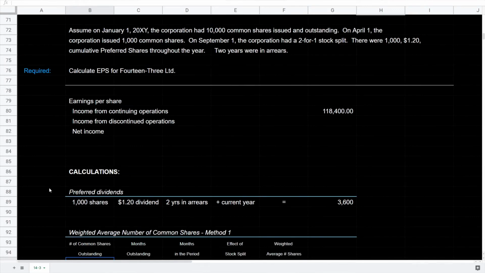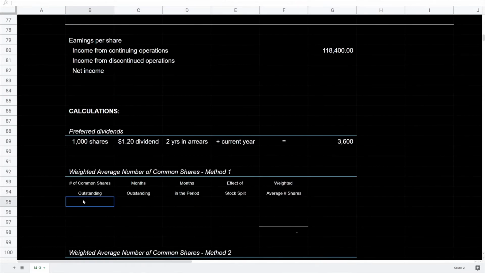From the narrative, it says that at the beginning of the year, there were 10,000 common shares issued and outstanding. And on April 1st, the corporation issued 1,000 more shares. So taking a look at this table, we have a column for the number of common shares outstanding, the months that those common shares were outstanding, how many months in total in the period, and in here we have a column for the effect of a stock split, and then we can calculate the weighted average number of shares.